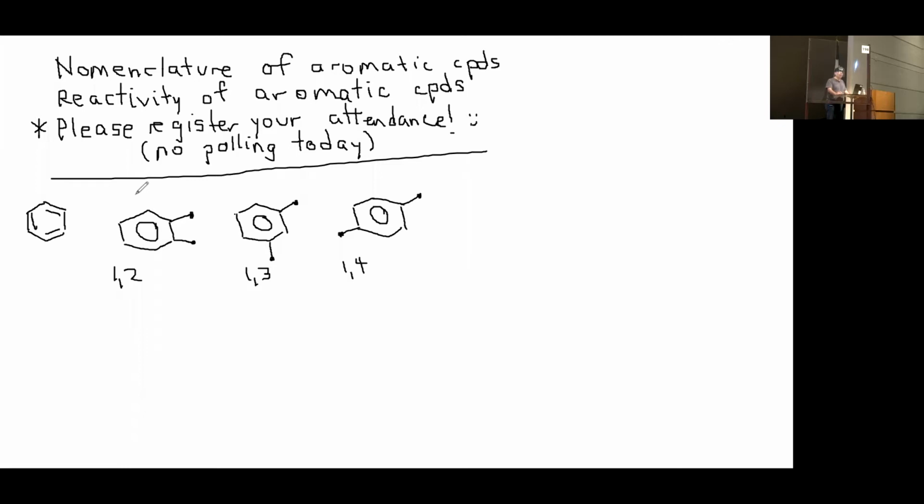Good, so we figured out the structure of benzene. We learned that it's a resonance stabilized species.